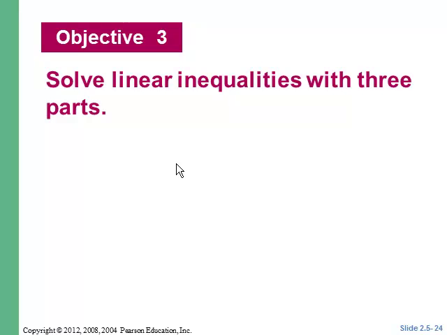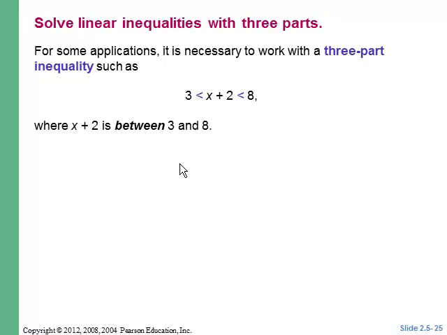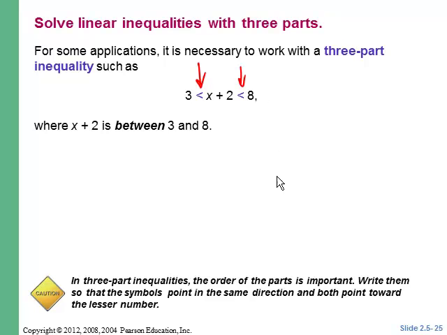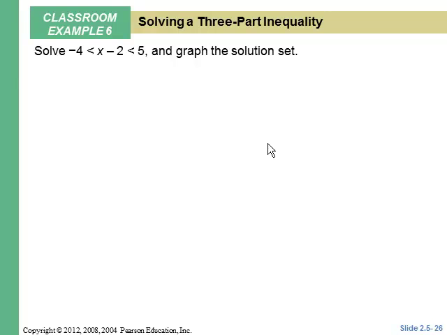Now, sometimes our linear inequalities will have 3 parts. Notice there's a less than here and a less than here. So x plus 2 is between 3 and 8. The order of the parts is important. Write the symbols so that they point in the same direction and they both point toward the lesser number. Okay. How do we do it then?